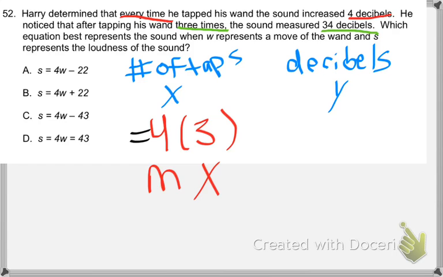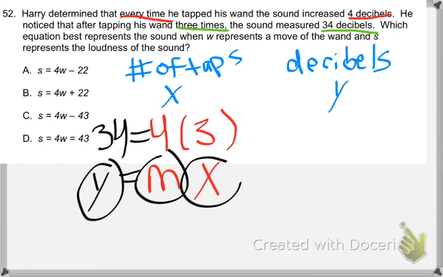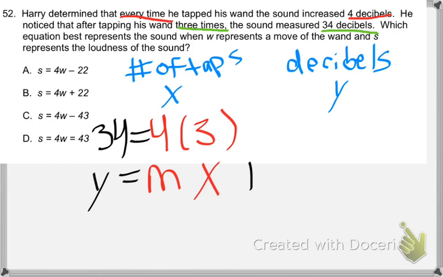But we can look for an output. And we know the output in this example. The output was told it resulted in 34 decibels. So that 34 decibels is our output. That's our y value. So look what they did. They gave us a y, an m, and an x. They just didn't tell us what b was. But that's okay. Notice, we know everything but b.